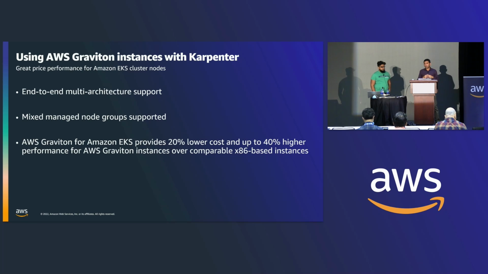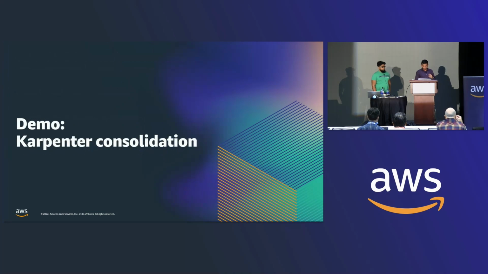And the main value add from today's discussion is around the price performance that you get with using Graviton. Studies have shown that Graviton with EKS gives you up to 20% lower costs and 40% higher performance as compared to equivalent or similar x86 instances. So we'll take a look at how Karpenter works, but just to give you a background.